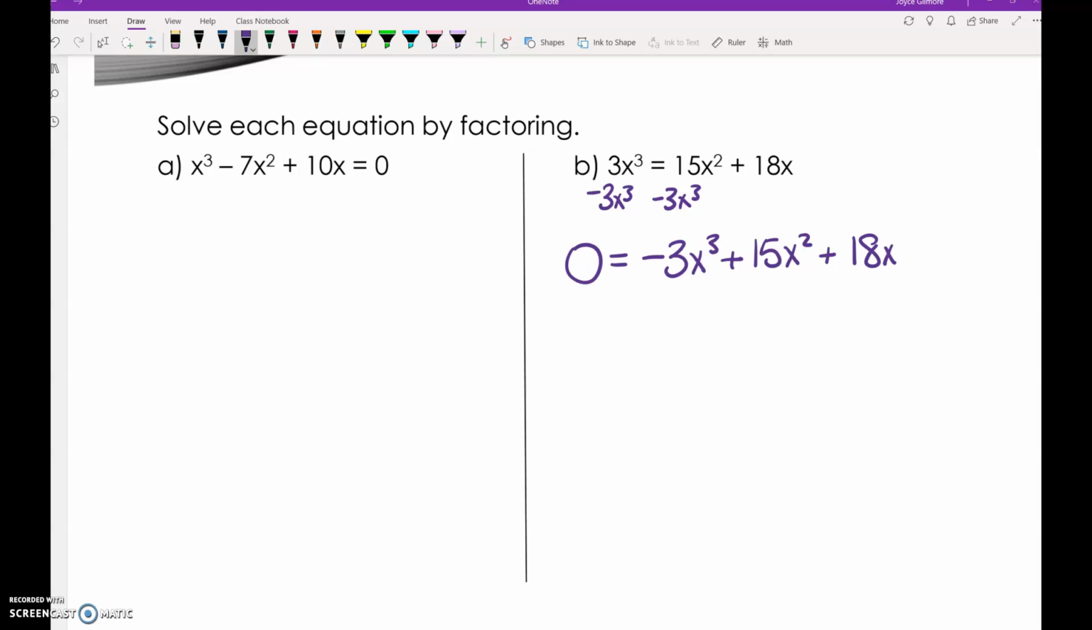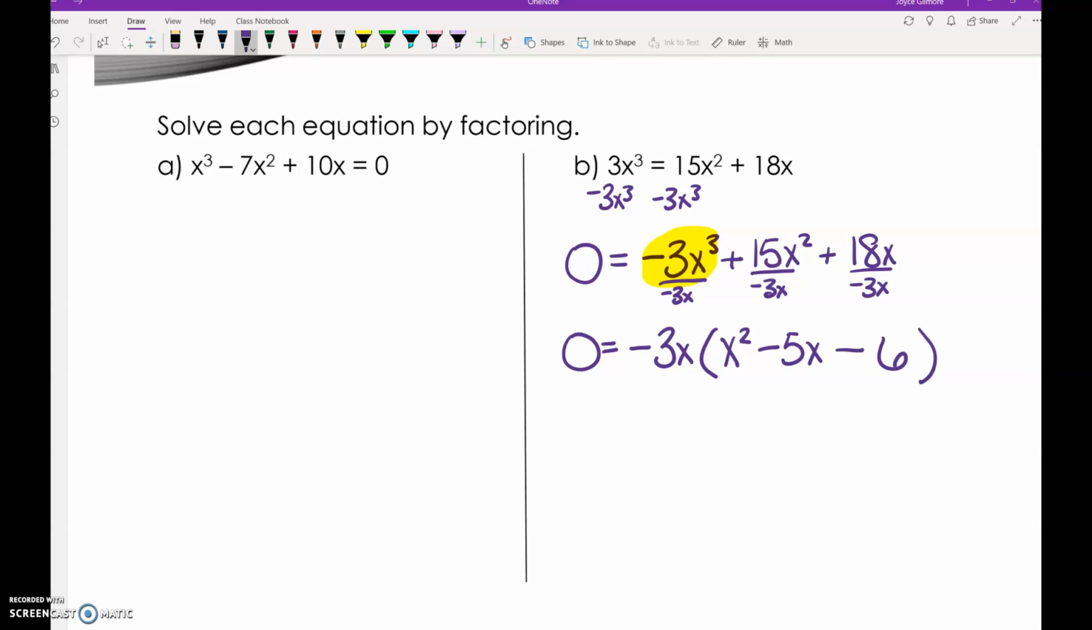These three terms definitely have something in common. What do they have in common? They have 3 and x. But we really, really want this term to be positive. So even though they really only have 3x in common, we are going to pull out negative 3x. So this term divided by negative 3x would be positive x squared, minus 5x, minus 6.